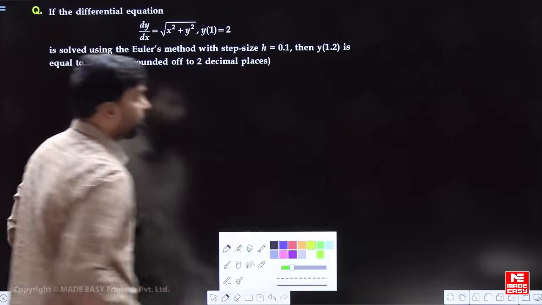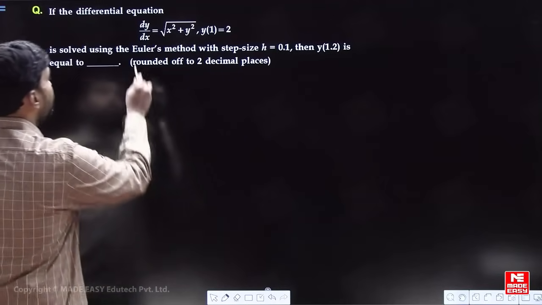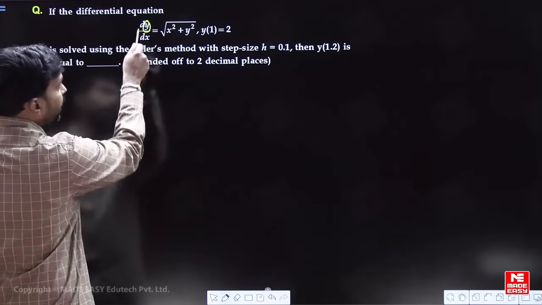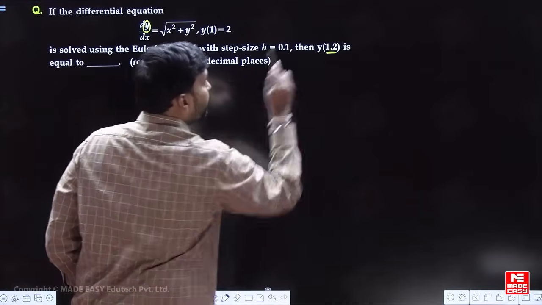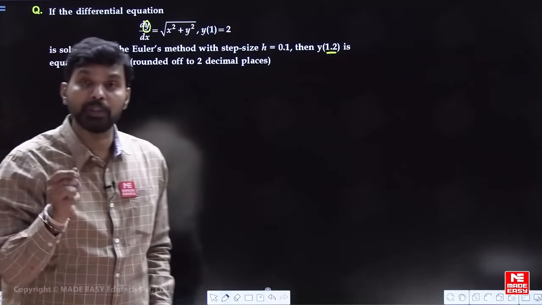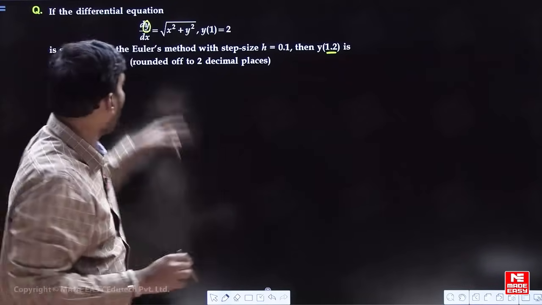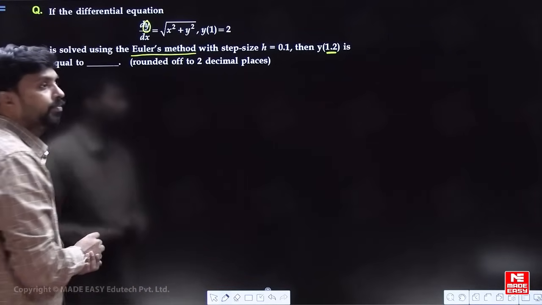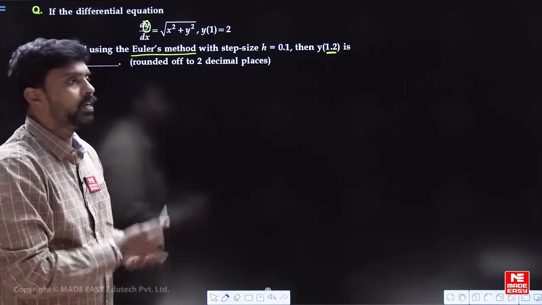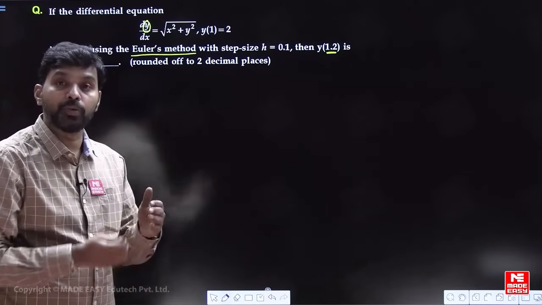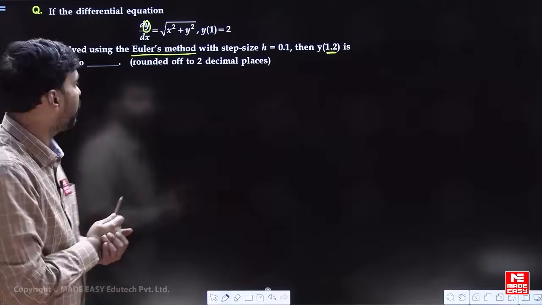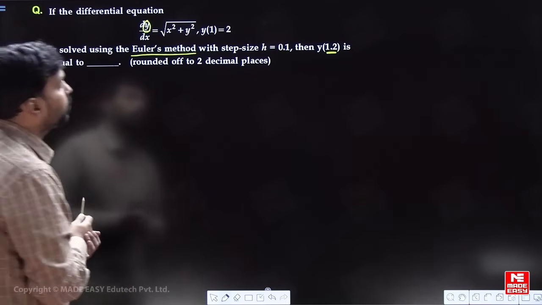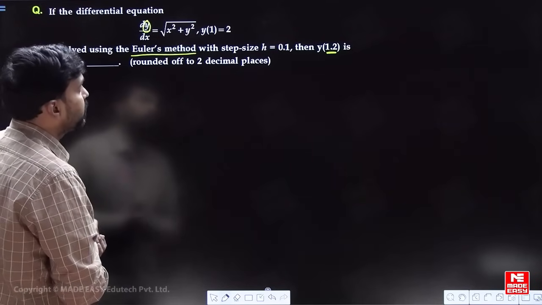So basically, you have to find the solution of this differential equation, that is y, at x equal to 1.2. That means you need to find the numerical solution of this ordinary differential equation by using the Euler method. Generally, the Euler method is understood as the Euler forward method. So let's find out how to find y of 1.2.